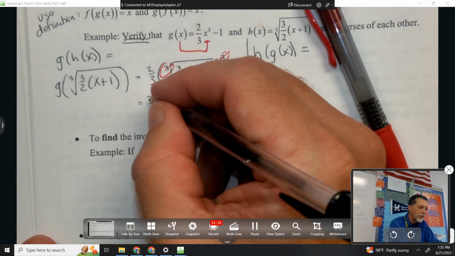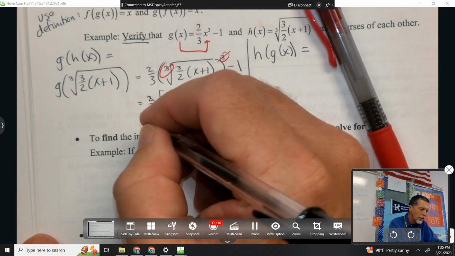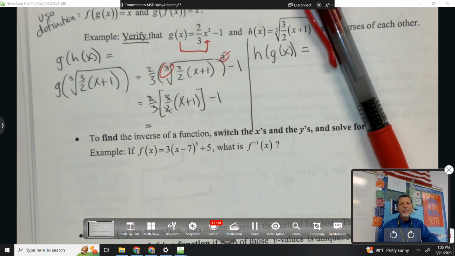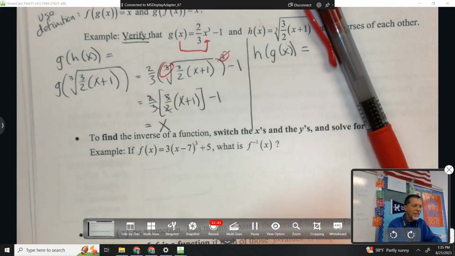2/3 and 3/2 can cancel. At some point, I don't need to write this out every time. Plus 1 and minus 1 cancel, and we're back to x, which is what we knew we were supposed to get. We just had to show how to get there.